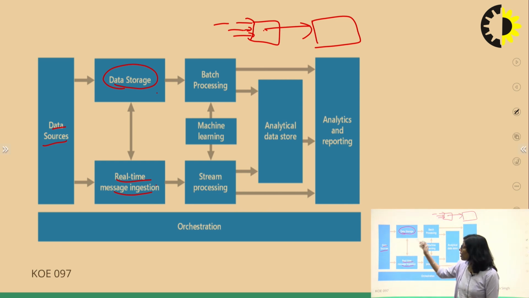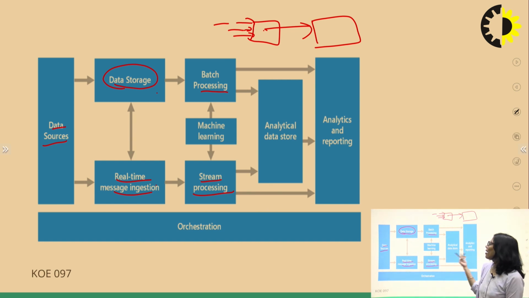Now, when we are storing the data, these are the two means by which we can store the data. We can store the data as batches or in real time as well. So, to process the data, for the data storage we are using batch processing, and for the real-time message ingestion, we are using stream processing. Basically, this is a process at which we are cleaning or making our data prepared so that it can be easily analyzed. So, these are two ways.